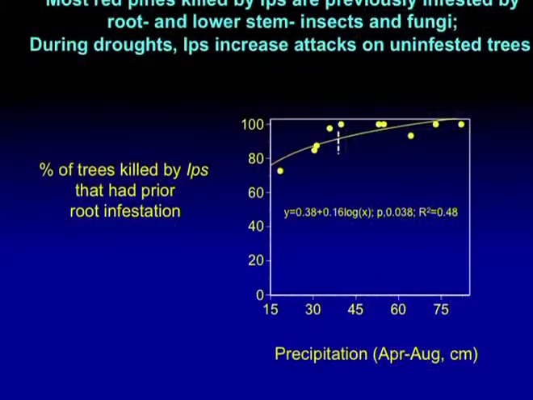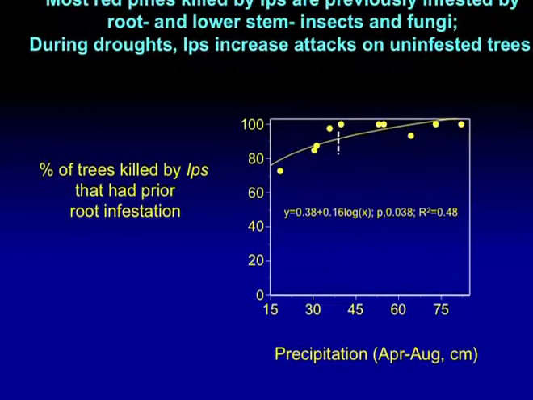And this is some long-term data we have, and what you can see, each one of these dots is 1 year, and the percentage of trees killed by IBS that had prior root infestation by things such as turpentine beetles and root collar beetles was always very high, but it did vary quite a bit, and it varied with drought.